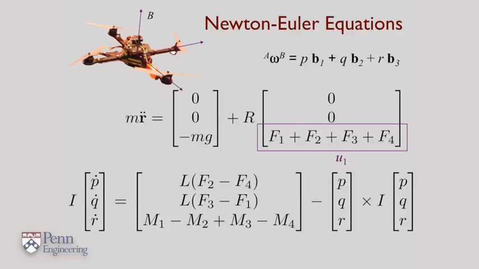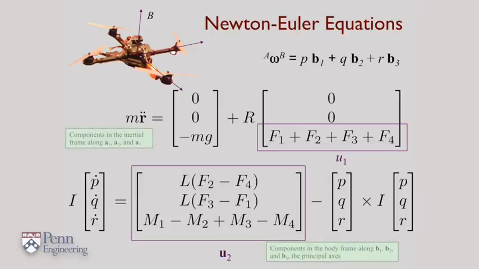in the body fixed frame. The matrix R is rotating this thrust vector to an inertial frame. At the bottom you see the net moment, also known in the body fixed frame. But the equations as they've been written have components in the inertial frame on the top and in a body fixed frame at the bottom.